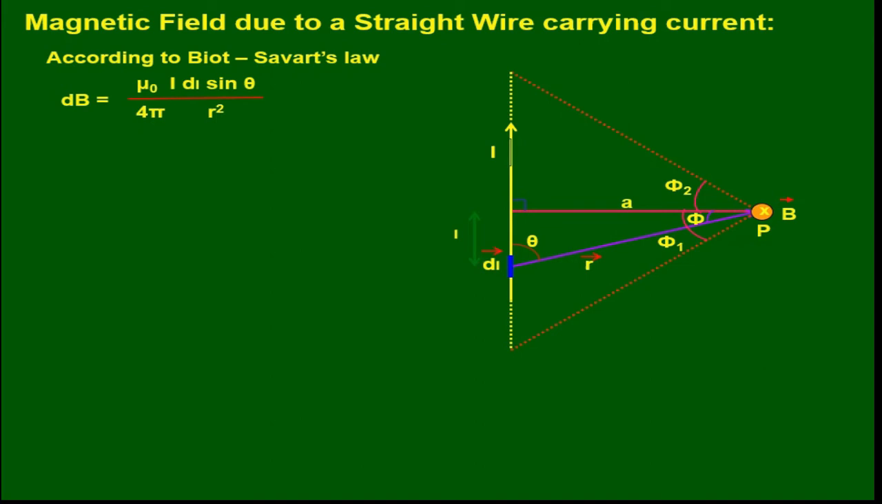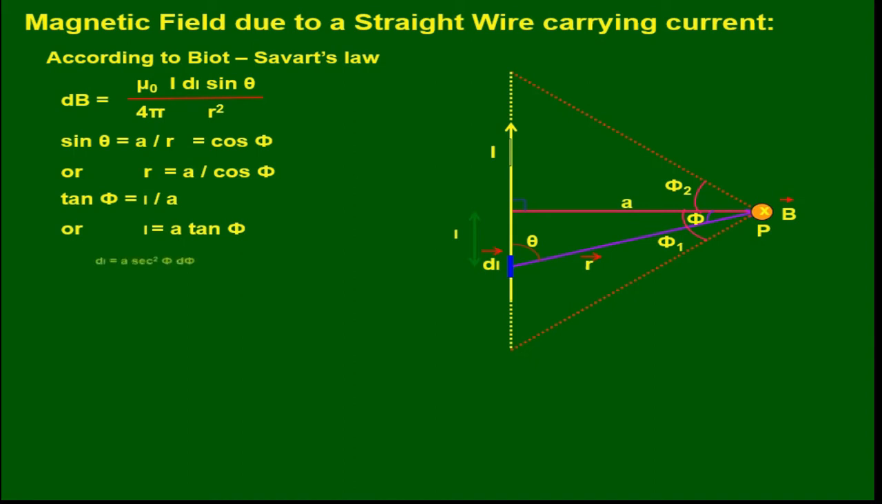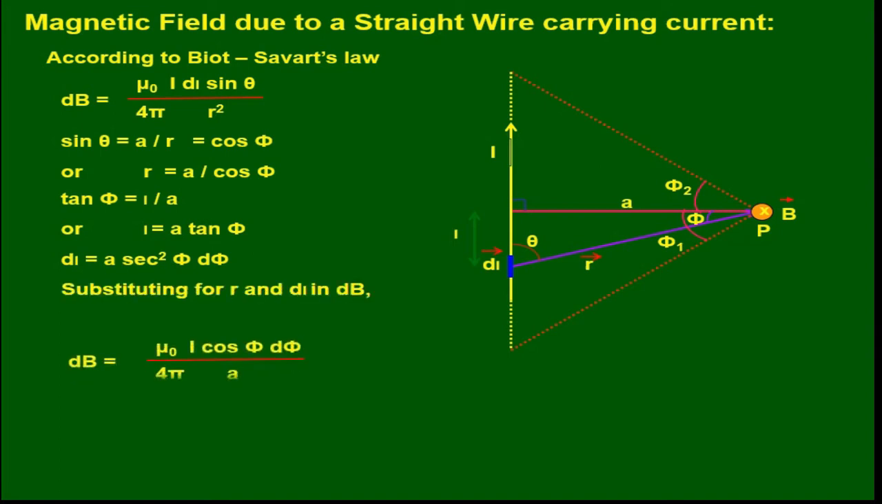According to Biot-Savart's law, dB is equal to mu naught by 4 pi, I dl sine theta by r square. Sine theta is equal to a by r. Then sine theta is equal to cos phi, because theta is equal to 90 minus phi, so sine theta is equal to sine of 90 minus phi, which is cos phi. So r is equal to a by cos phi. Tan phi is equal to l by a, very simple. Now l is equal to a tan phi, so dl is equal to a sec square phi d phi.